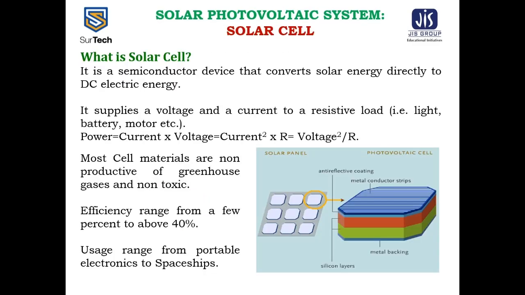Now, what is the solar cell? It is a semiconductor device that converts the solar energy directly to the DC electric energy. It supplies a voltage and a current to a resistive load like light, battery, motors, fans, etc. Most of the cell materials are non-productive of greenhouse gases and non-toxic.